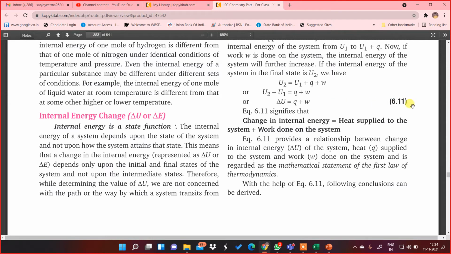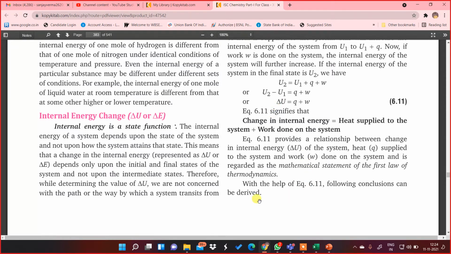So this will be the question in the examination. Write down the mathematical statement of the first law of thermodynamics. So you better write this equation: delta E or delta U is equal to Q plus W, assuming that work is done on the system.